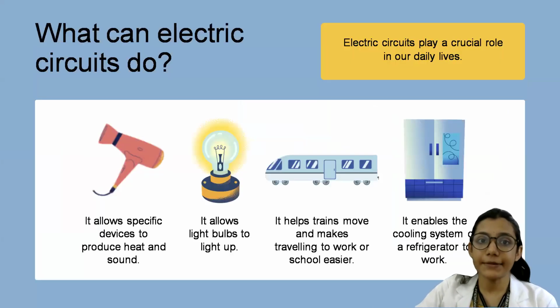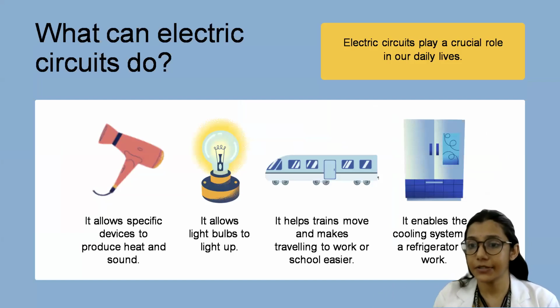So what can electric circuits do? Electric circuits play a very crucial role in daily life as well as in the modalities. In the modalities, we convert the currents coming in into direct currents and alternating currents for therapeutic purposes. At home, we use it for producing light, producing sound, and the refrigerator for cooling systems and everything. In trains also electricity is used. All these are connected to electric circuits.